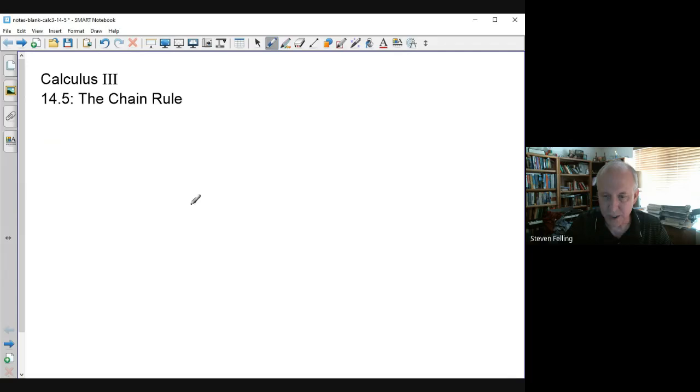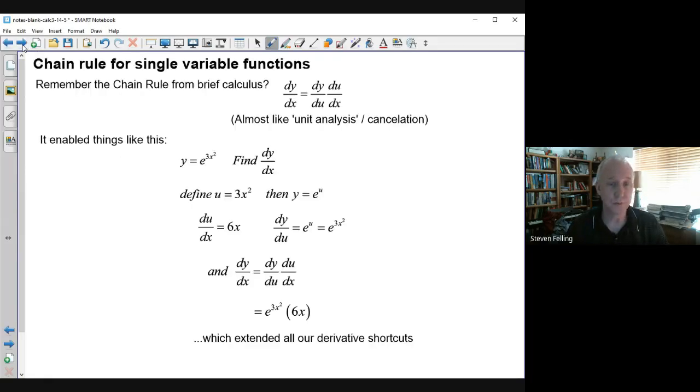We'll start with what we know from way back when, even back in brief calculus. We learned the chain rule, and that was basically based on this idea of, in my mind, unit analysis cancellation. So if you need to know what is dy dx, and y is a function of another function, which is x, in other words, a composite function where you have an inside function wrapped in an outside function, then you can take the derivative of the outside function times the derivative of the inside function, because dy du times du dx, the du's cancel, right? So there's sort of like unit analysis cancellation going on there, right?